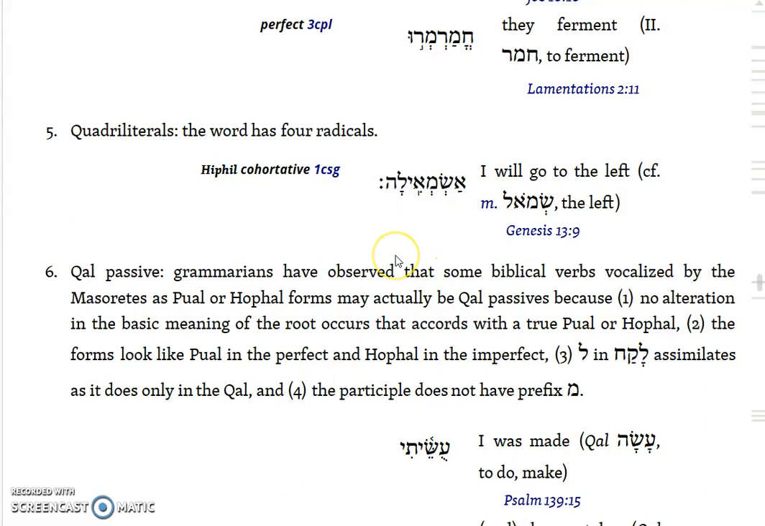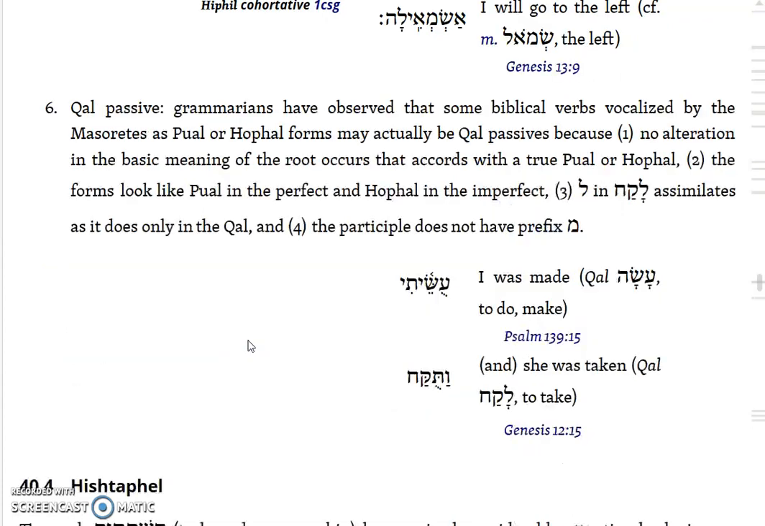There is the occasional quadrilateral root. That's a root that has four consonants rather than the typical three. And so you have semol, which has to do with being on the left, and that's been turned into a verb. So there you get the sin and the mem and the aleph and the lamed. And so that's, again, an example of that.